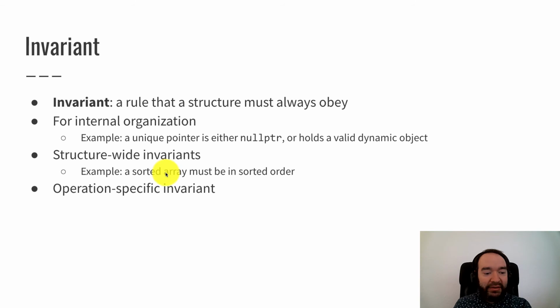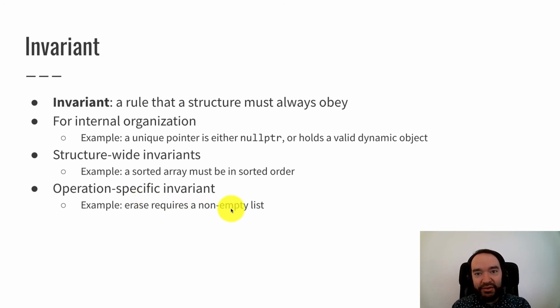And then we can also have invariants that apply to specific operations. So for example, an erase operation only works on a non-empty list. Erase means take one element out. Well, that doesn't work if the list is empty already. So there would be an invariant on an erase operation that says, I require that before you try to erase an element, you make sure that that list is not empty. And we often use the verb require or ensure for these.